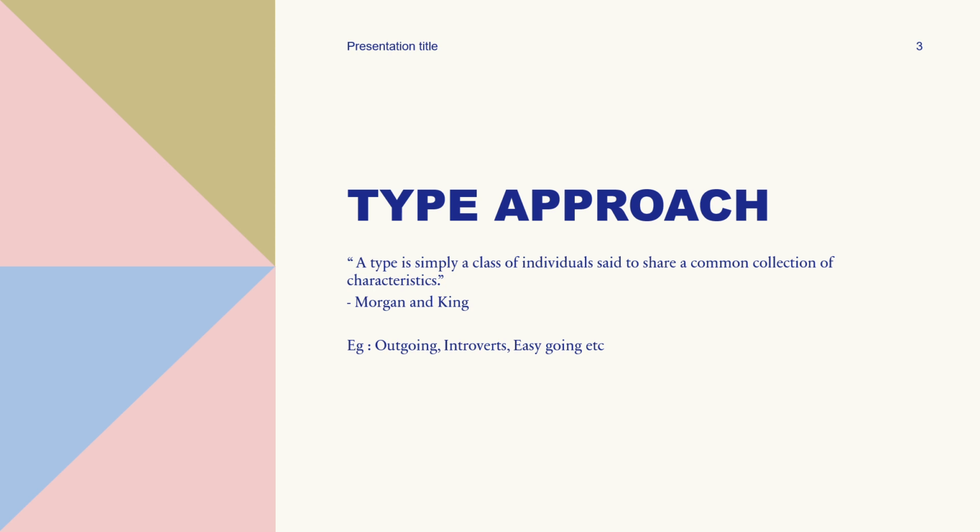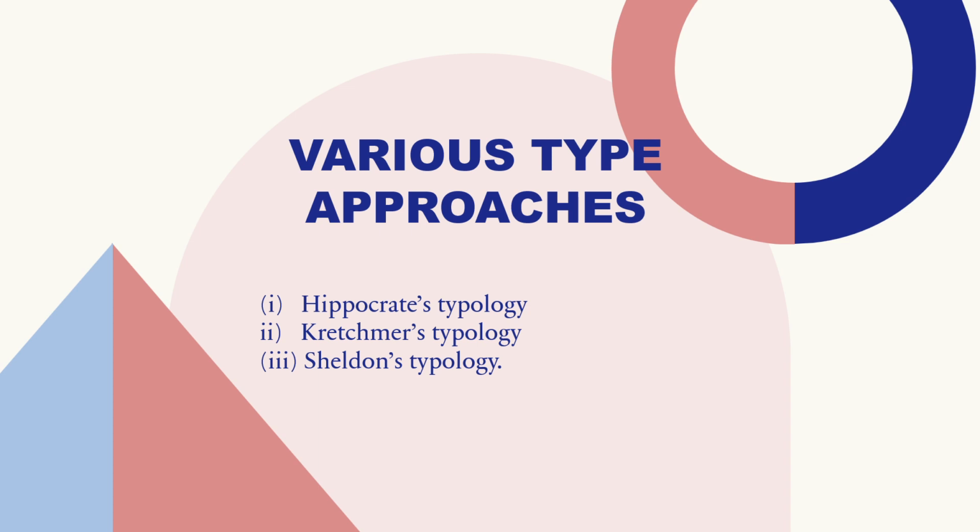This type approach is basically used to classify people into particular classes. Easygoing, happy-go-lucky, etc. are different personality types. The various type approaches which are really important are Hippocrates typology, Kretschmer's typology and Sheldon's typology. We'll see these one by one.